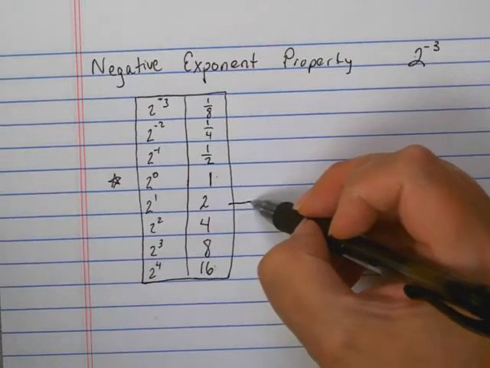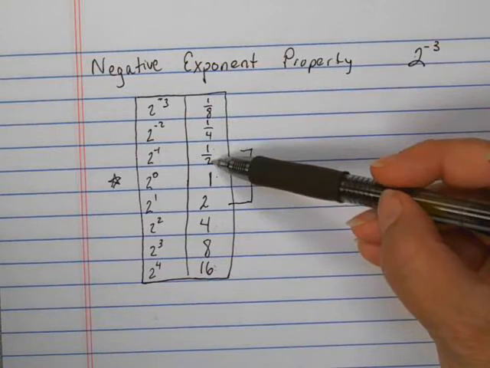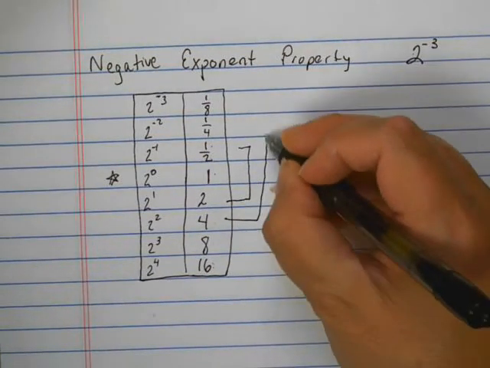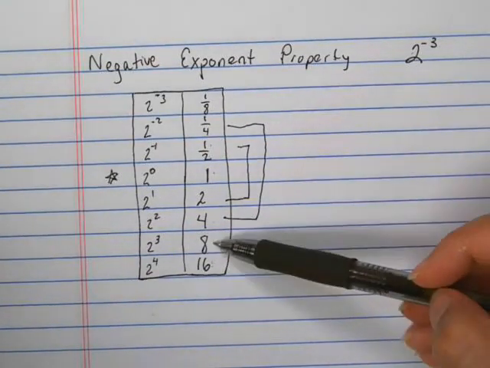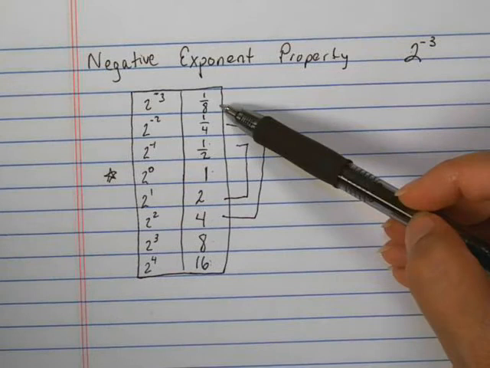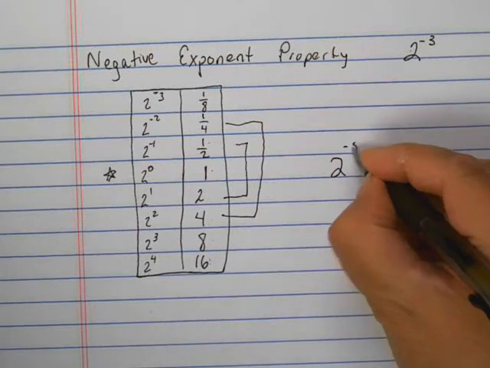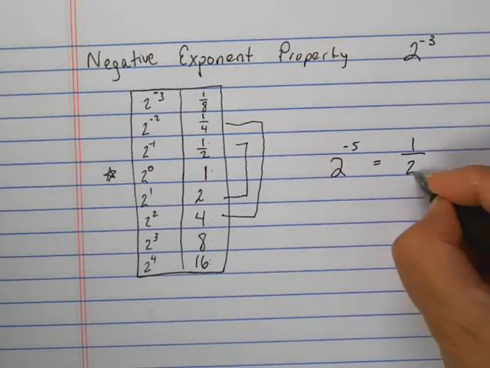But notice 2 to the first is 2, and 2 to the negative 1 is 1 over 2. 2 squared is 4, and 2 to the negative 2 is 1 over 4. 2 to the third is 8. 2 to the negative 3 is 1 over 8. So I could pretty much have anything like 2 to the negative 5, and I could say that is 1 over 2 to the positive 5.